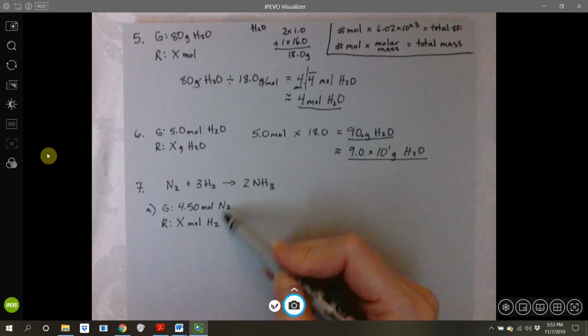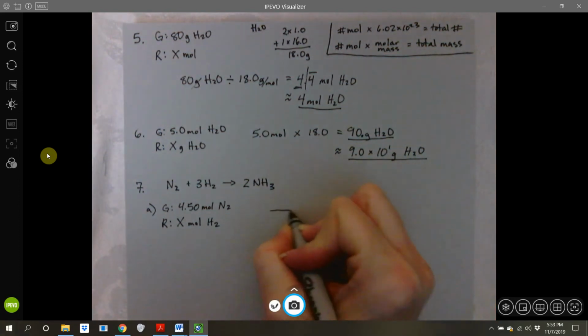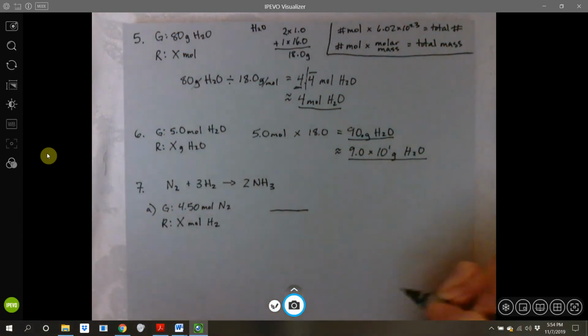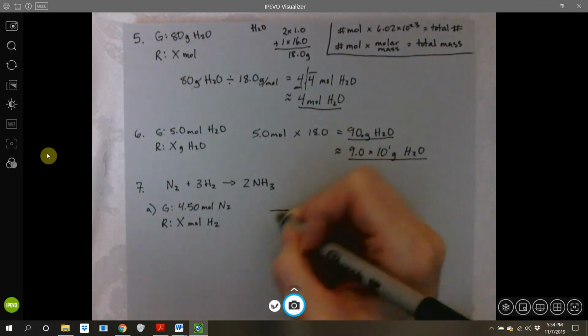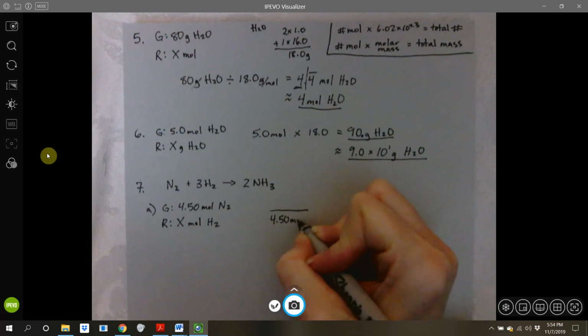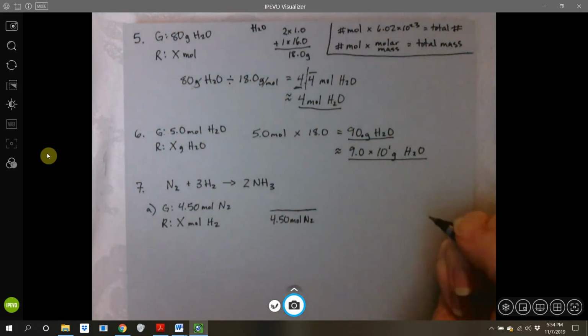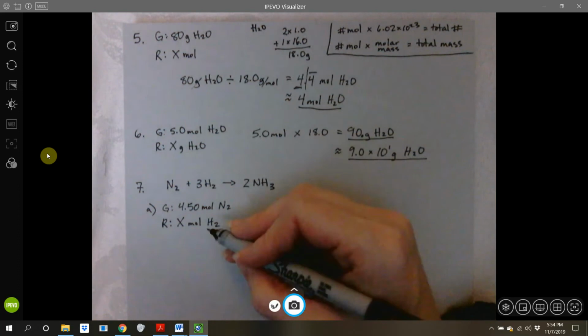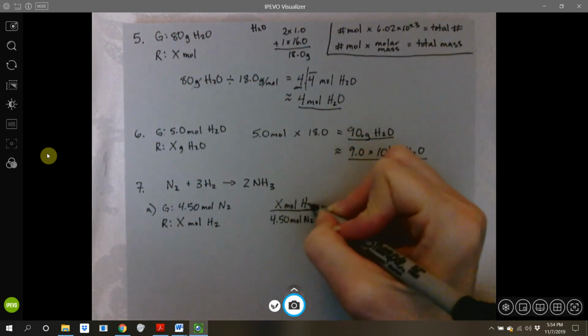But when you're converting between substances and they give you a chemical equation like this, you should kind of ping the fact that you will be setting up equivalent fractions, right? And you'll want the given on the bottom. So we'll say 4.50 moles of N2. Helps to have the units in there to organize yourself. On the top, you're required. So X moles of H2.